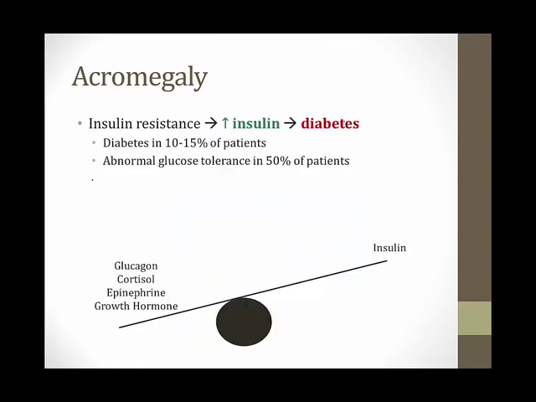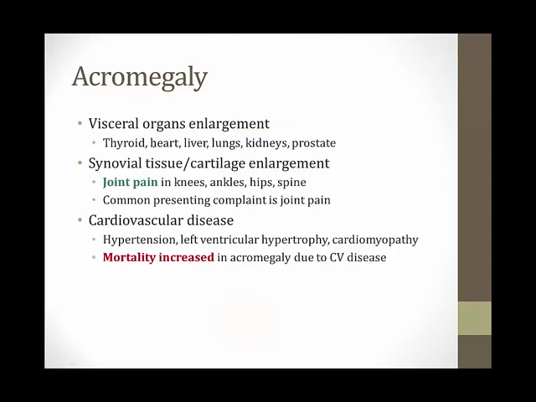Another problem that occurs in patients with acromegaly is diabetes. As we talked about before, growth hormone is anti-insulin. This causes insulin resistance, and as a result, the insulin level has to rise to control the blood sugar. In some patients, the insulin was not able to rise enough to keep the blood sugar normal, and thus diabetes develops. Diabetes occurs in about 10 to 15% of patients with acromegaly, and 50% of patients have an abnormal glucose tolerance test.